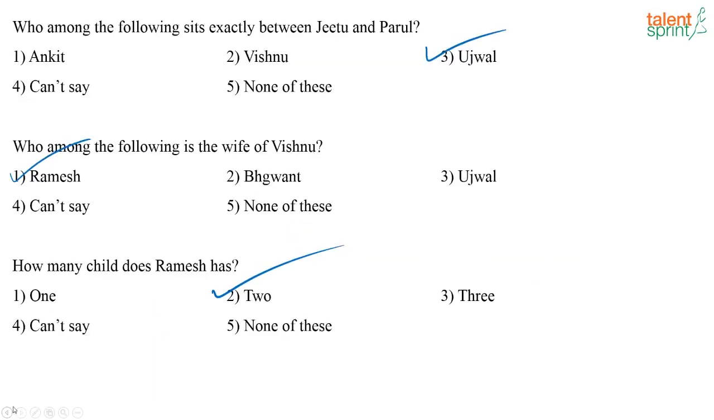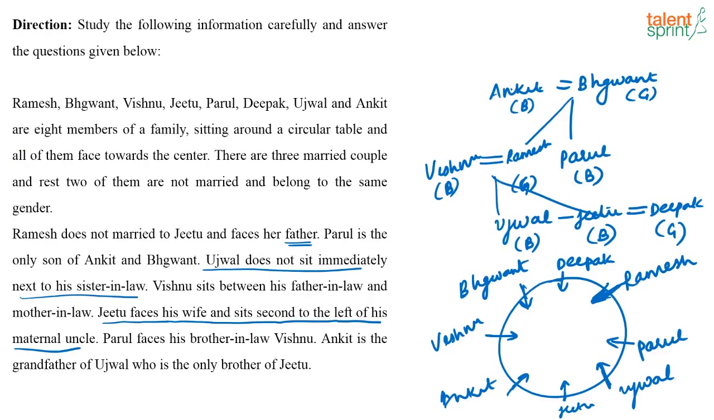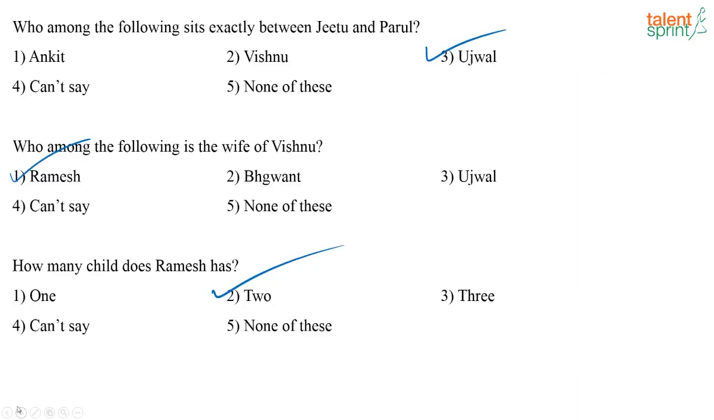I think there were 2 more questions following this. One question was, who is third to the left of Ujjwal? Just look at the figure. Third to the left of Ujjwal is Vishnu. So that was another question in this set. Very easy. So with that, we have solved all the questions in last week's paper.